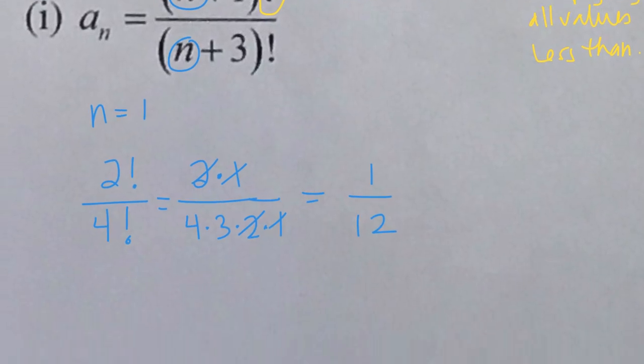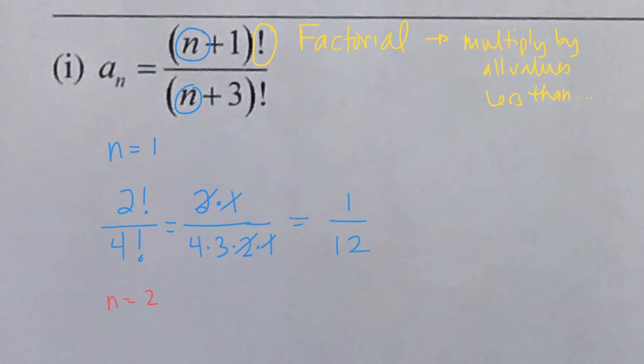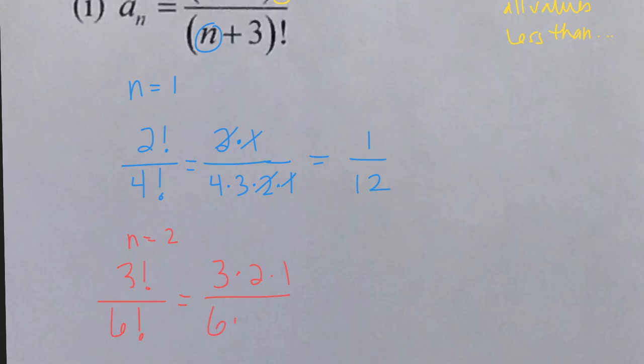So let's apply that again, but now we have n equals 2. So 2 plus 1 is 3 factorial over 3 plus 3, which is 6 factorial. So this is 3 times 2 times 1. And on the bottom we have 6 times 5 times 4 times 3 times 2 times 1. Yes, my students are smarter than me most of the time. 5 factorial. So 5 times 4 times 3 times 2 times 1. So the 3 and the 2 and the 1 all cancel out, and we get 1 over 20.